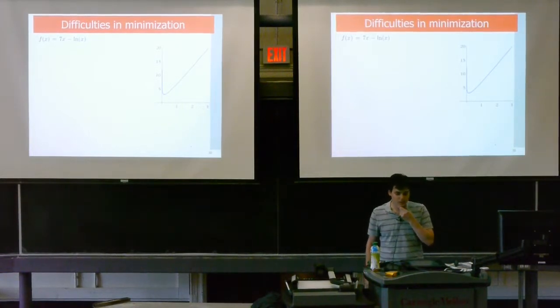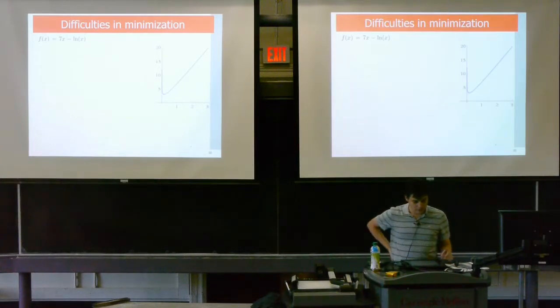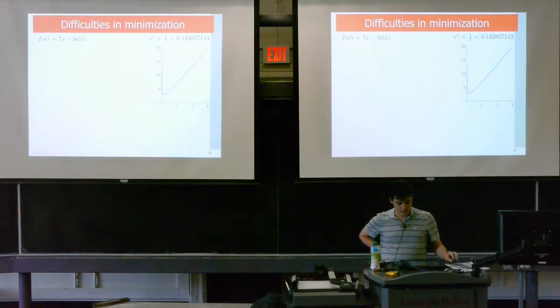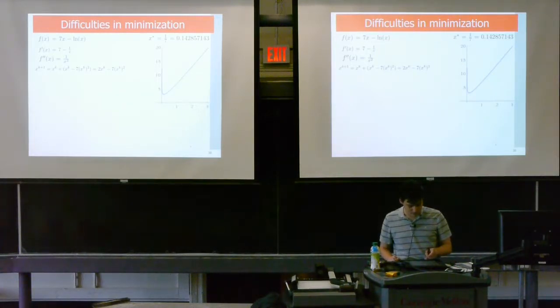Okay, and here is another problem where things can be very bad. The function is 7x minus the logarithm of x, and our goal is to find the minimum of this function. You can prove that the minimum place is 1 over 7. This is the first derivative of f of x, and this is its second derivative. So the Newton update would be just x_{k+1} is 2 times x_k minus 7 x_k squared. This superscript should be subscripts.